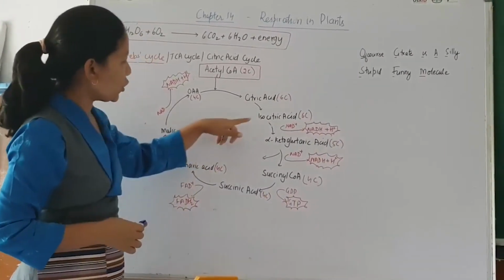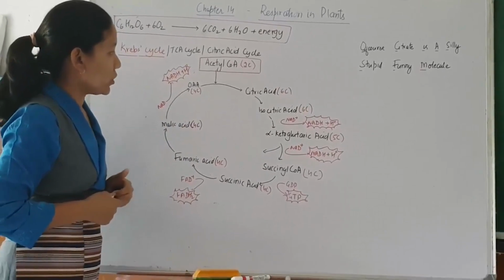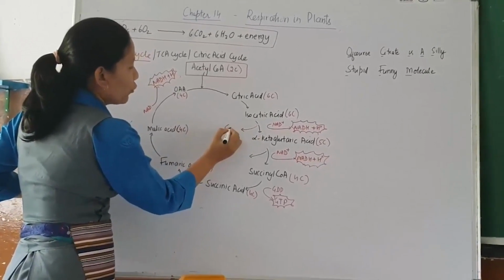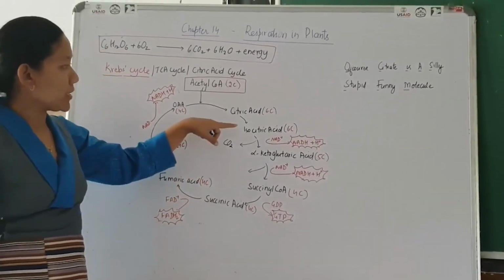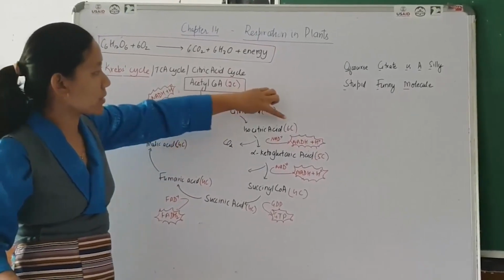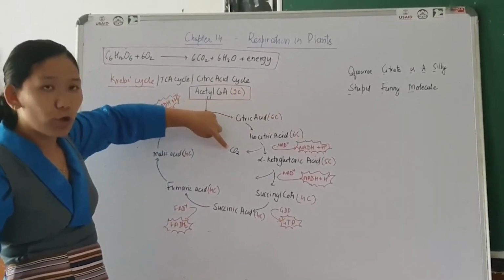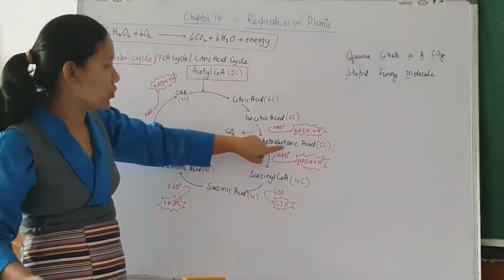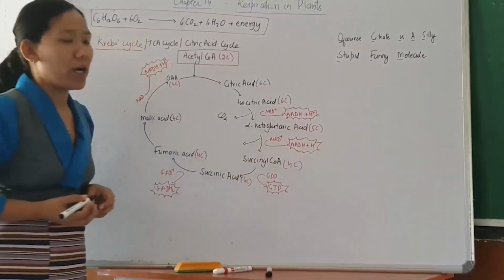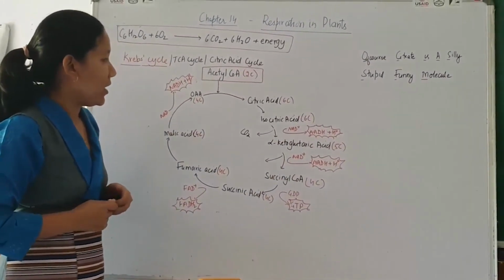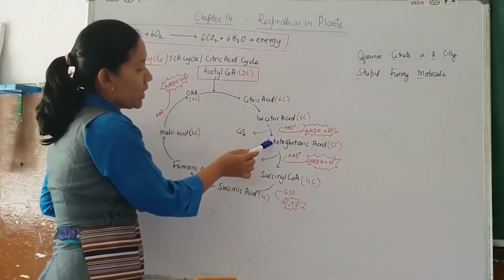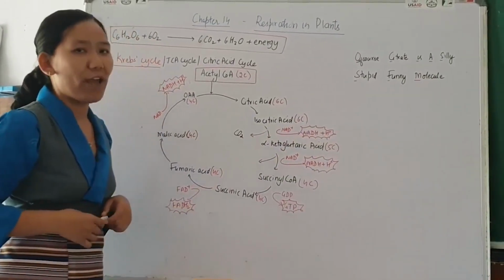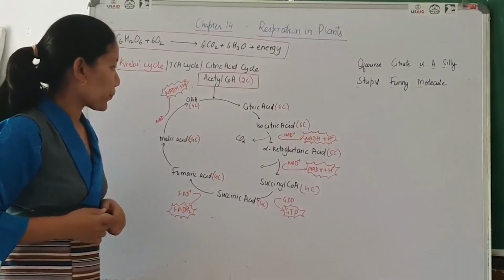And then this isocitric acid undergoes decarboxylation, and releases a molecule of carbon dioxide. Now this isocitric acid, which is a 6-carbon compound, loses a molecule of carbon in the form of carbon dioxide and results in the formation of alpha-ketoglutaric acid, which is a 5-carbon compound. And here, the oxidation of this isocitric acid leads to the reduction of NAD+. Okay, and then there is a formation of NADH plus H plus.